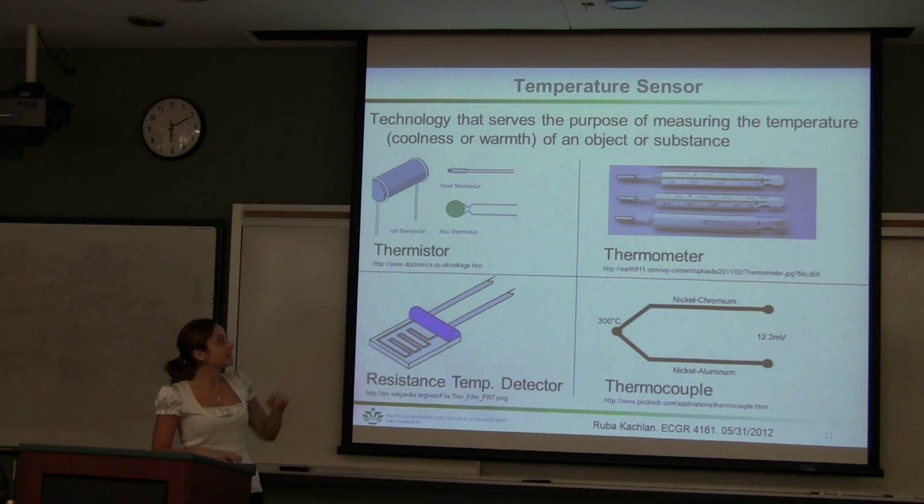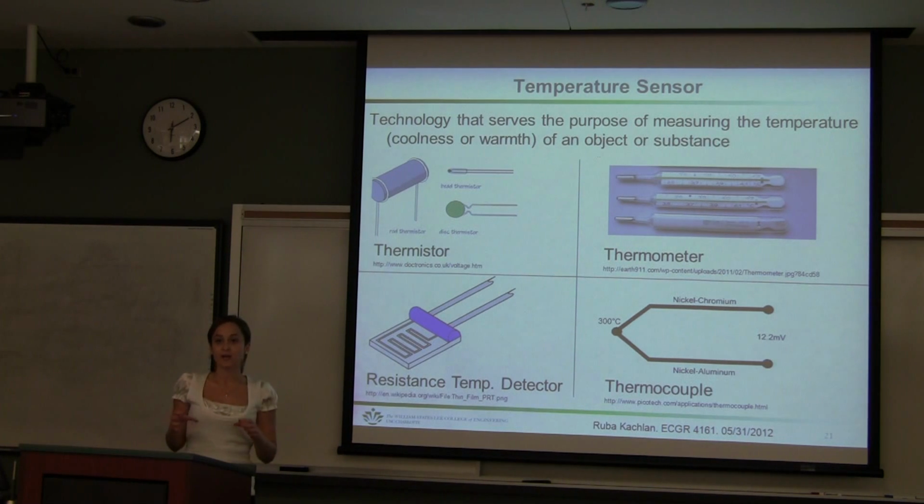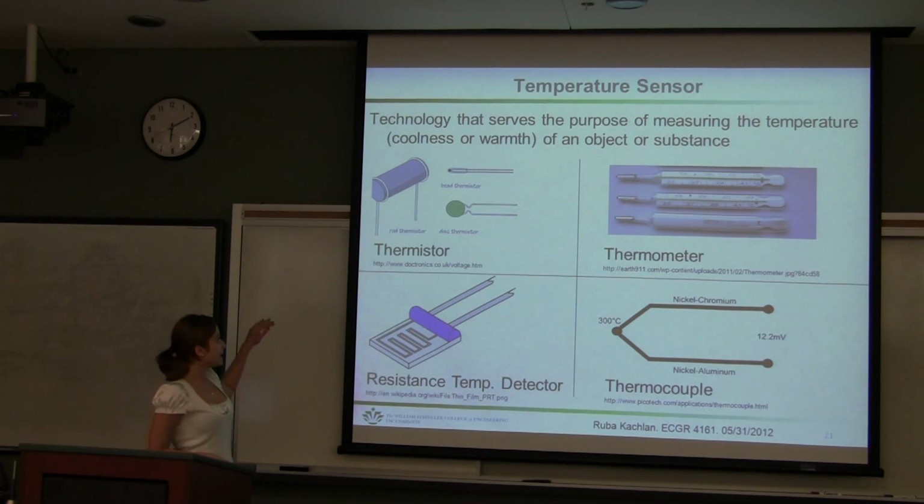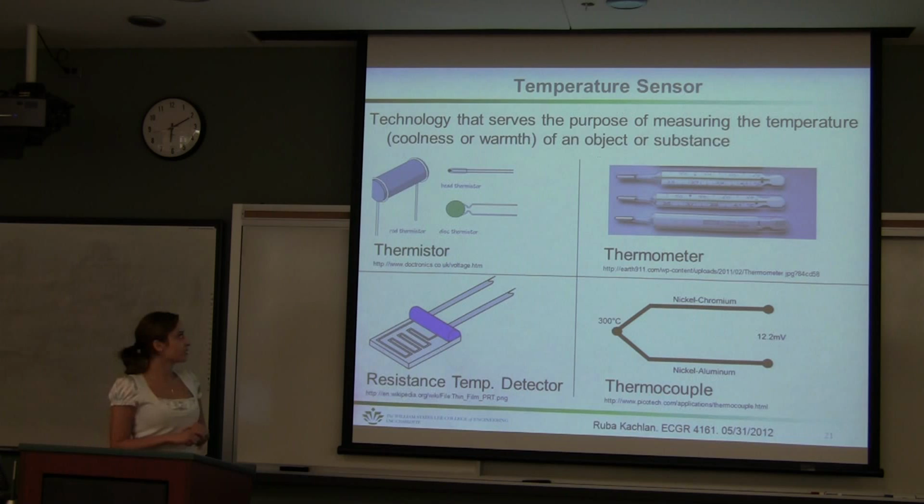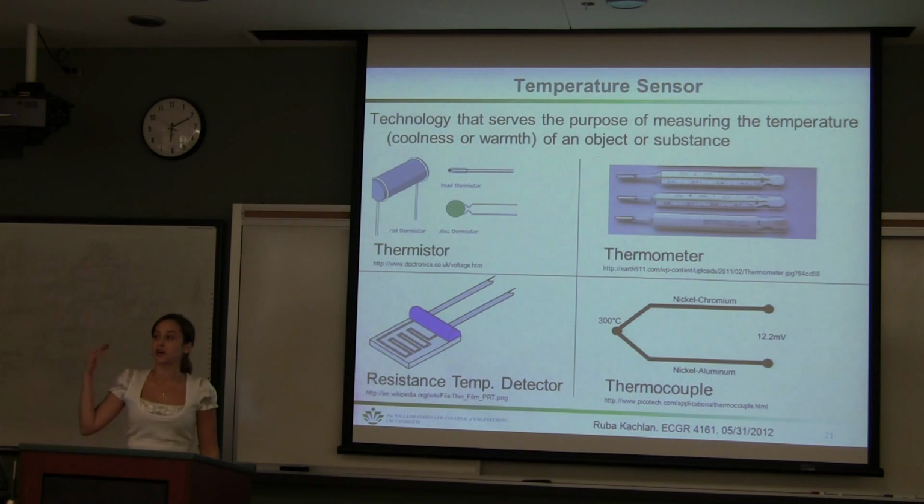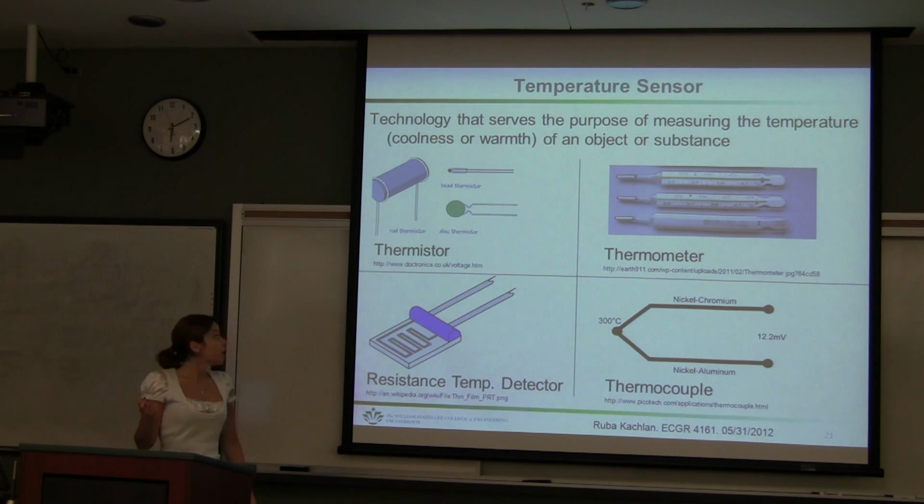On the top right, you can see a thermometer. A common example of that would be mercury in glass, where the expansion and contraction of the mercury volume in the glass determines the temperature. A second technology is a thermistor, which is a resistor that varies the resistance based on the temperature, where the temperature increase would decrease the resistance. It is made out of semiconductor materials.